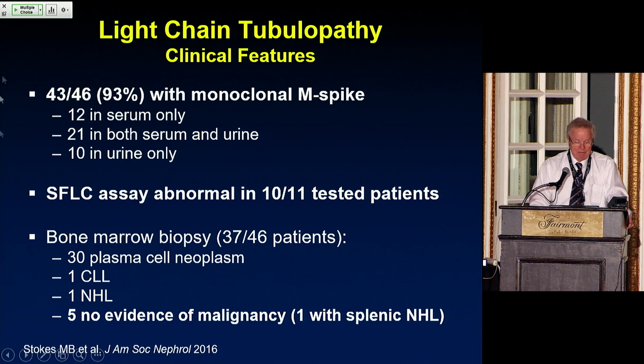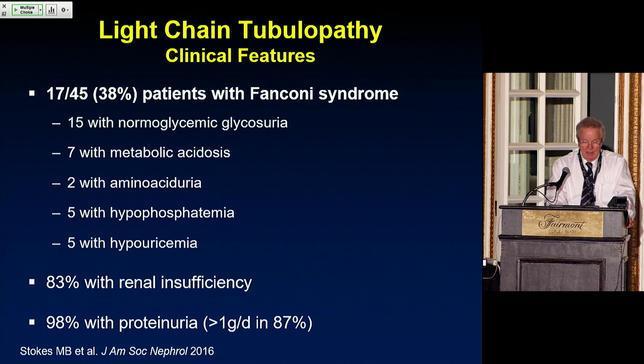And this is from the Columbia group, the experience of them with this kind of disease. Notice not all patients have a monoclonal spike when the diagnosis is made in the kidney, but the great majority, of course, have detectable light chain. The free light chain assay is abnormal in the great majority of patients, of course. You detect an abnormality in the ratio. On the bone marrow biopsy in this particular work, 30 had plasma cell neoplasm, 1 had a CLL, 1 had a non-Hodgkin's lymphoma, and 5 had no evidence of malignancy at that time. The evidence was in the kidney. The kidney sometimes acts as the canary in the mine shaft in that it manifests the disease much earlier than any other parameter, either in the circulation or in the urine or in the bone marrow.